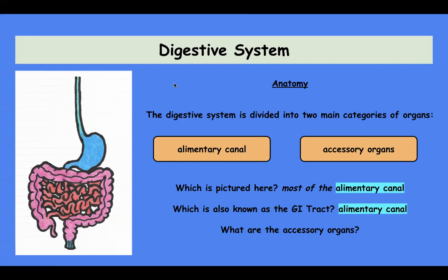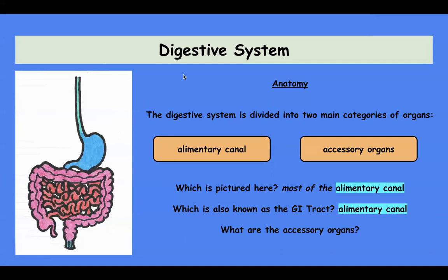So disclaimer, this is most of the alimentary canal. What is missing here is the details in the mouth, such as the salivary glands that I did not know how to draw. So this is most of the alimentary canal, starting from the esophagus downward. Just keep in mind that the alimentary canal does include features within the mouth, such as the salivary glands. We talked about how a synonym for the alimentary canal is the GI tract. So this image is not displaying any accessory organs.